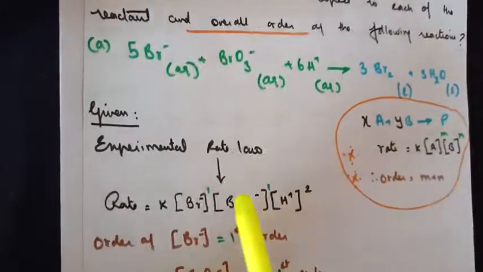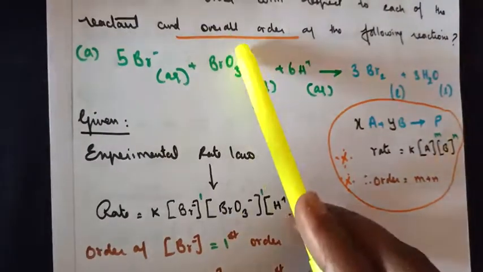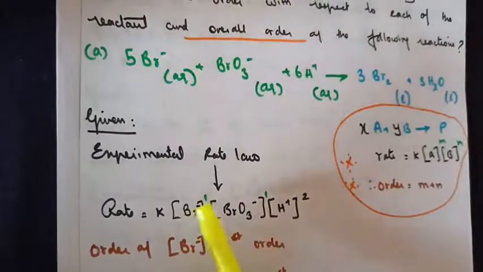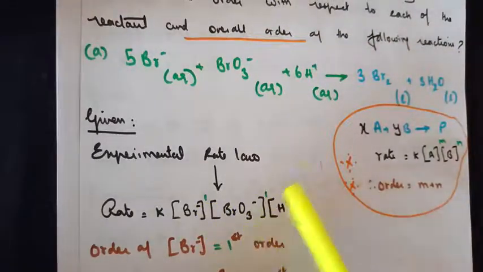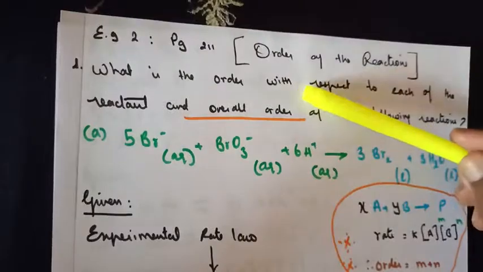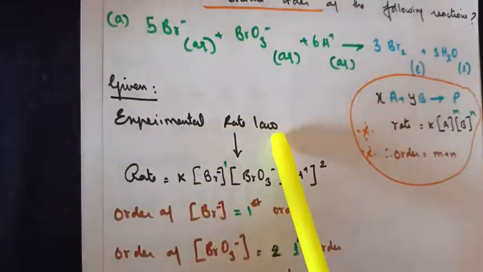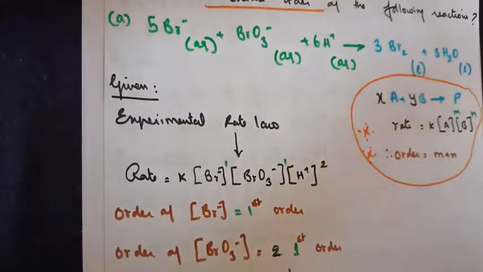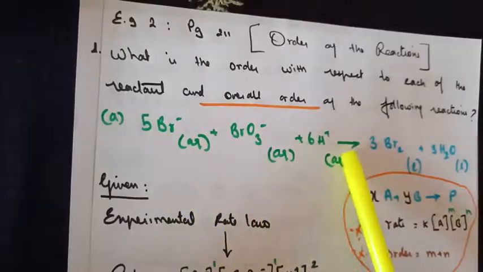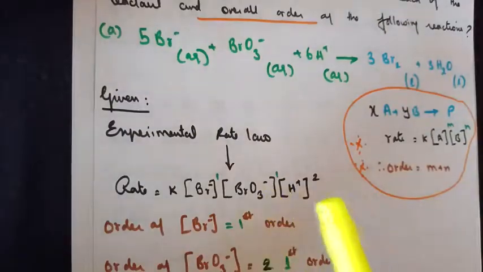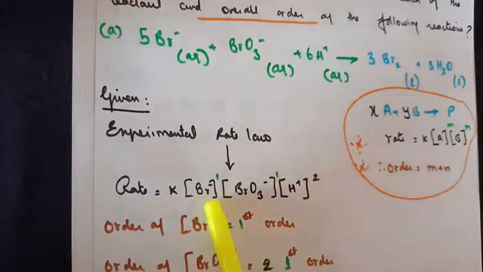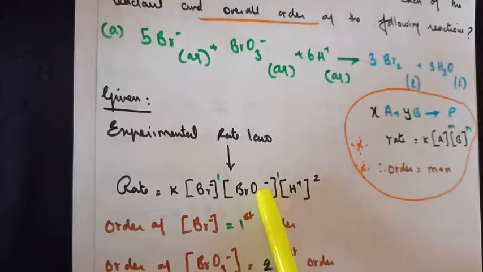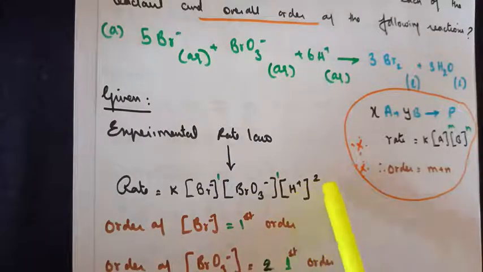The second part is given in the question paper itself. The green writings are done by me to make you all understand. They have given you the question, and the experimental rate law also. These are the 1 mark type of question. Rate equals K into concentration of Br minus. Looking at the reactants, they have written all 3 reactants, since rate depends on the concentration of the reactants alone: concentration of Br minus, concentration of BrO3 minus, and concentration of H plus.